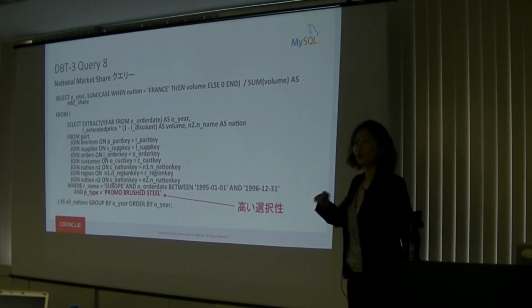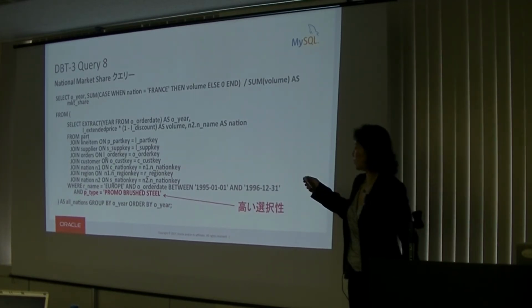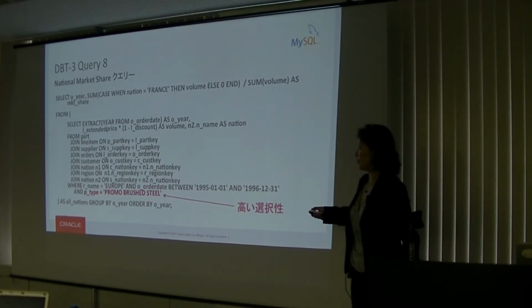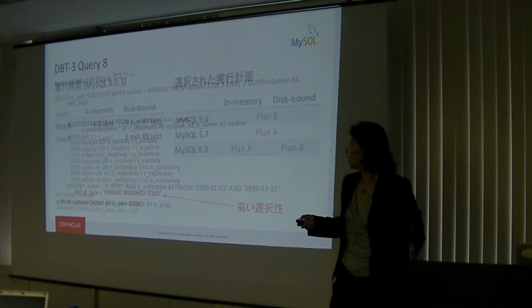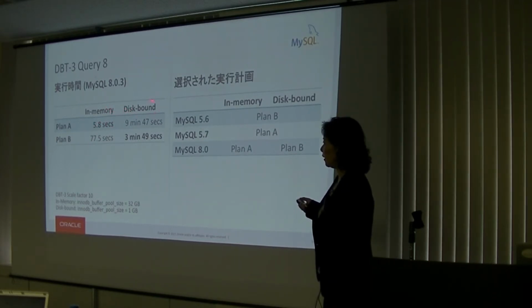I'll show you one example. You do not need to understand this query, but you need to understand it's a complex query that is joining many tables, 8 tables, and there's a high selectivity field. To make it simple, there are roughly 2 possibilities: query plan A or plan B. If the data is all in memory, choosing A for this complex query takes 5.8 seconds. However, if the data is disk bound, choosing A will take 9 minutes. Plan B is the opposite. It's very slow in memory, but it's quick on disk.